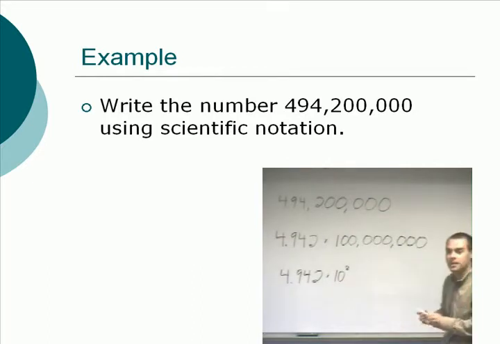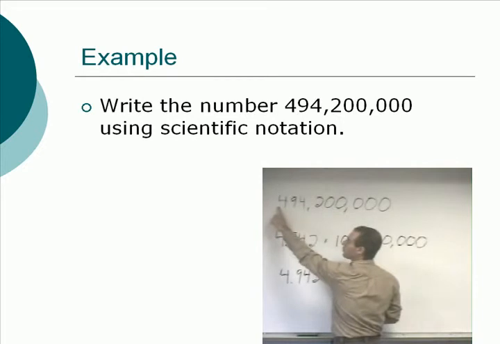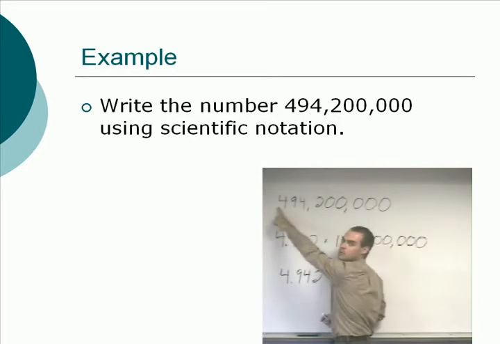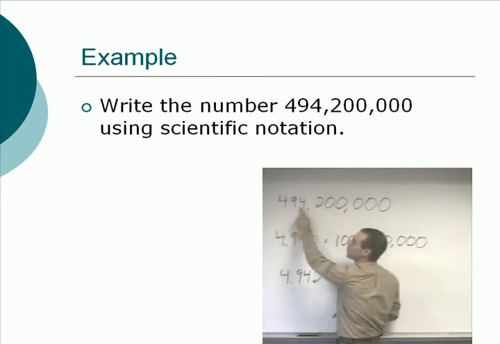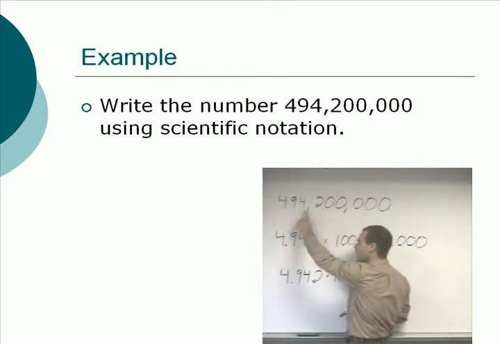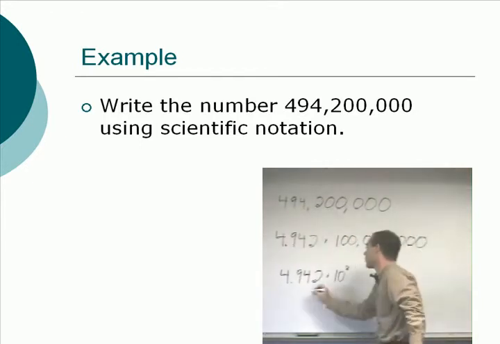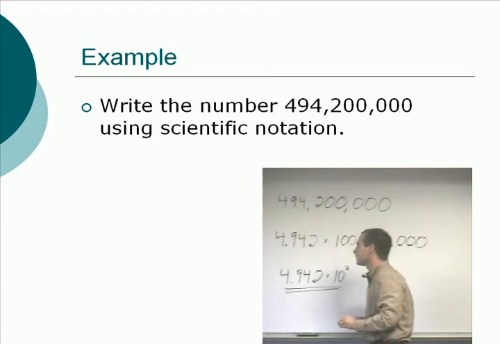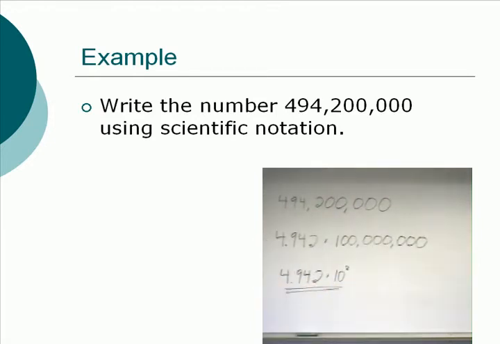It wouldn't be between 1 and 10. If you go way out here, you'd end up with 0.494. That's too small. If you put the decimal point right there, we'd get 49.4. That's too big. There's only one option. 4.942 times 10 to the 8th is the value in scientific notation.